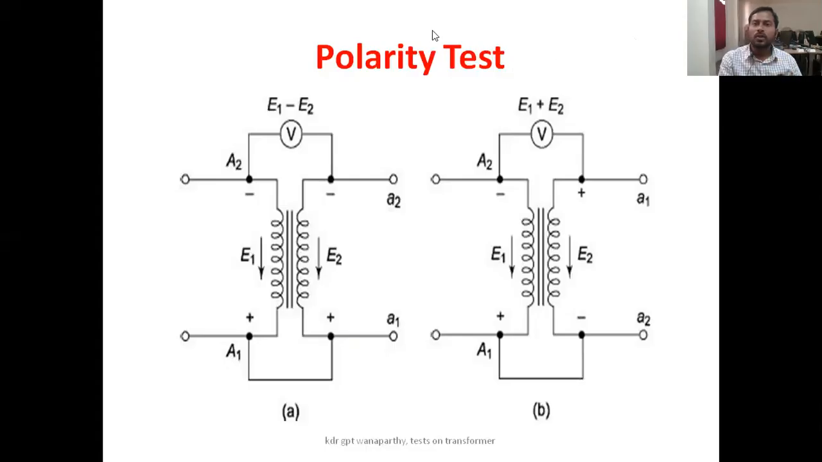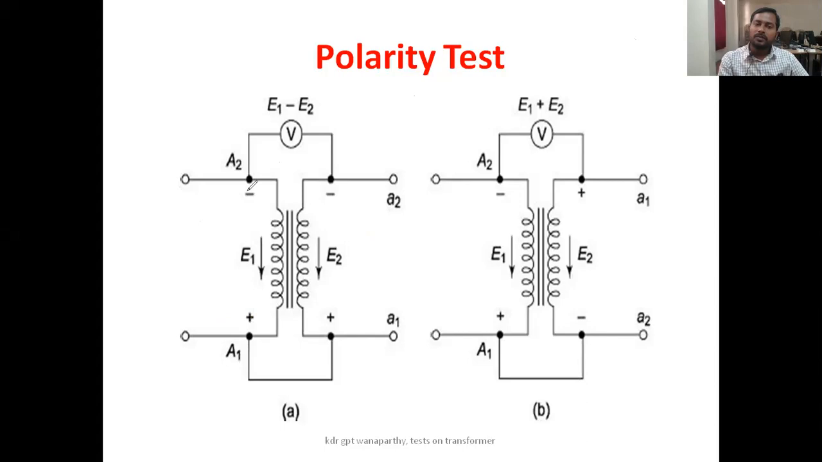Now let us discuss the polarity test of the transformer. This polarity test is nothing but to know the direction of the induced EMF in the winding, which we can indicate using the dot notation. For example, this is the primary winding, this is the primary side, and this is the secondary side. I am taking two cases. For example, if the winding is connected in this way, here it is positive and here negative, or you can take it the other way, whatever you wish.